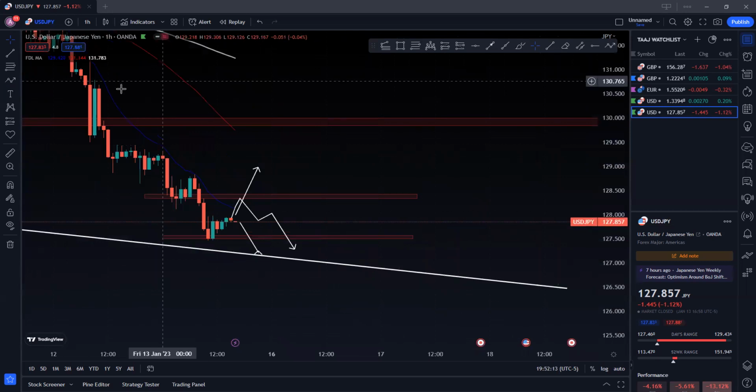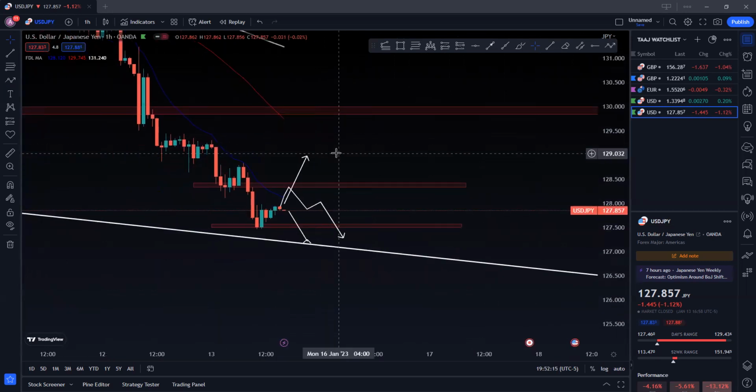Basically again, this is just an analysis. I'm going to wait for the clear confluences that the market gives me during the week, probably, or Monday. And if I open a trade or a position, I will let you guys know.